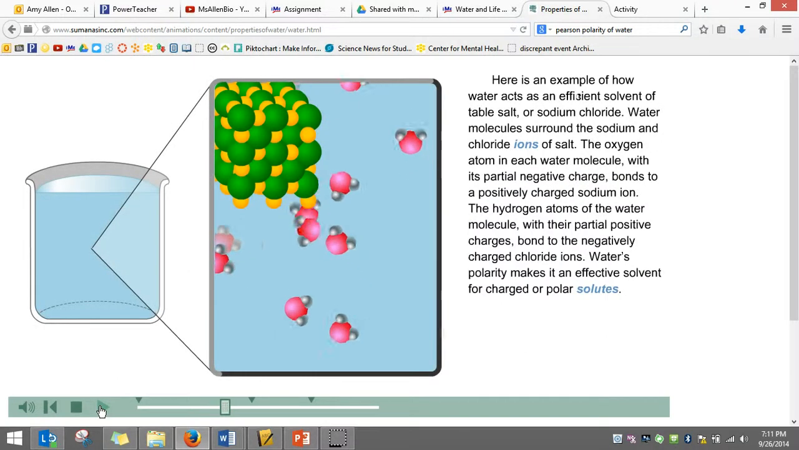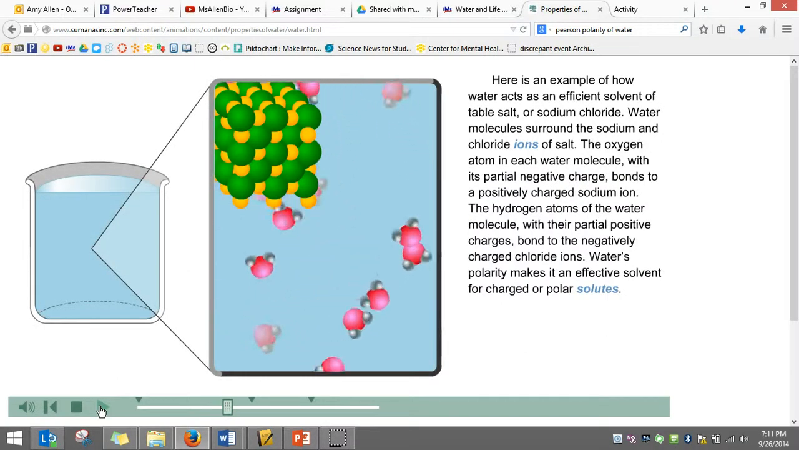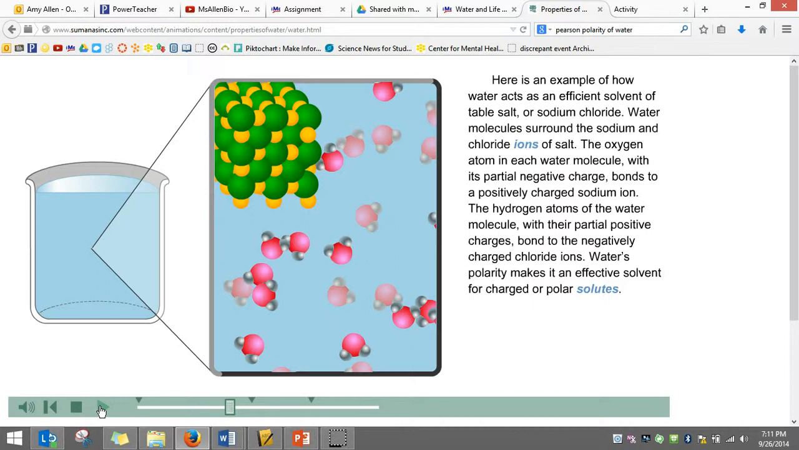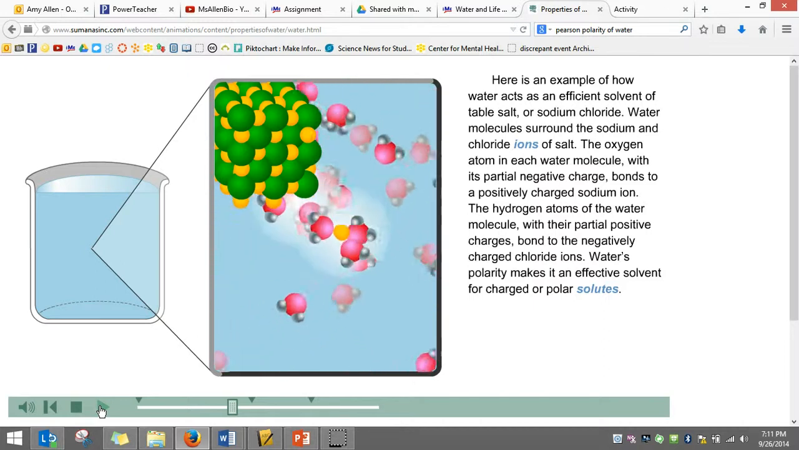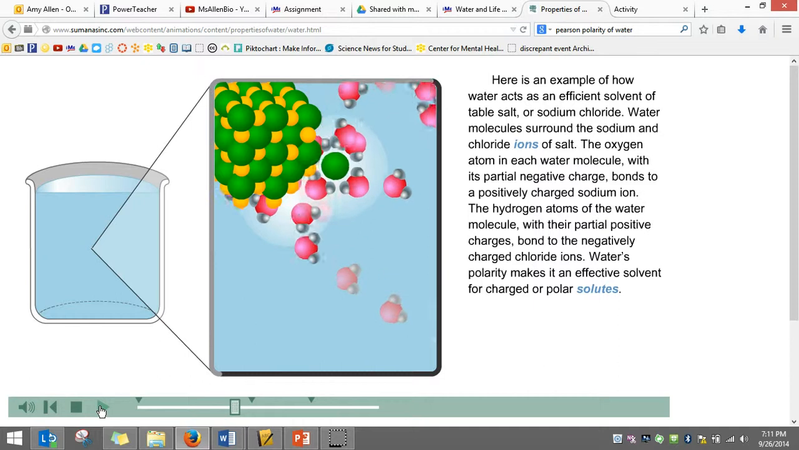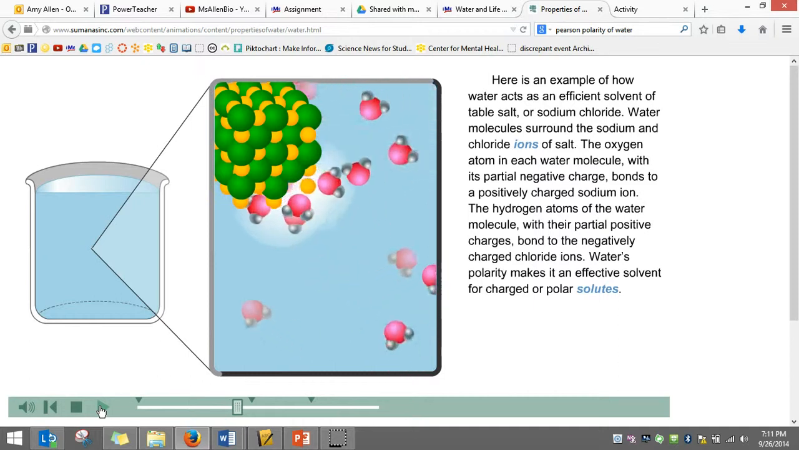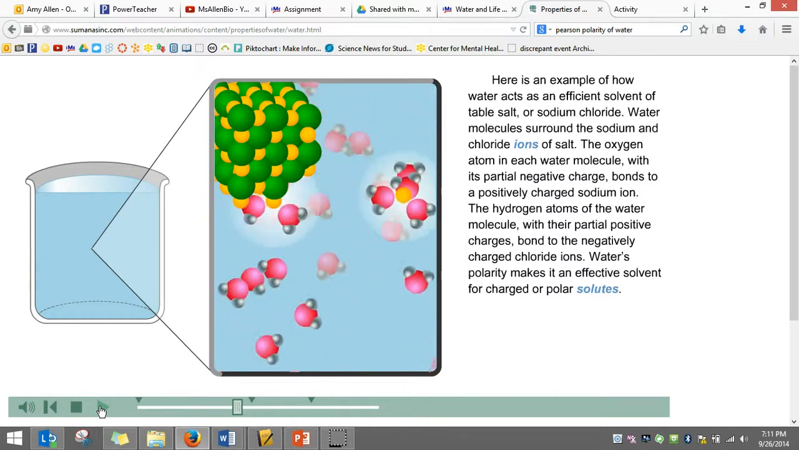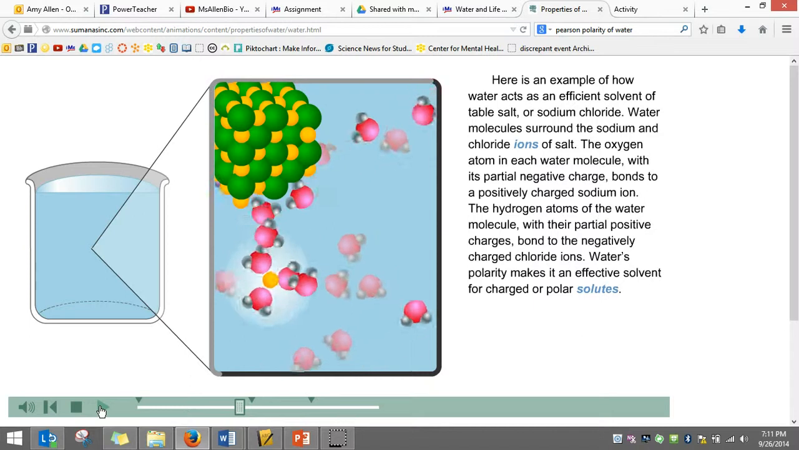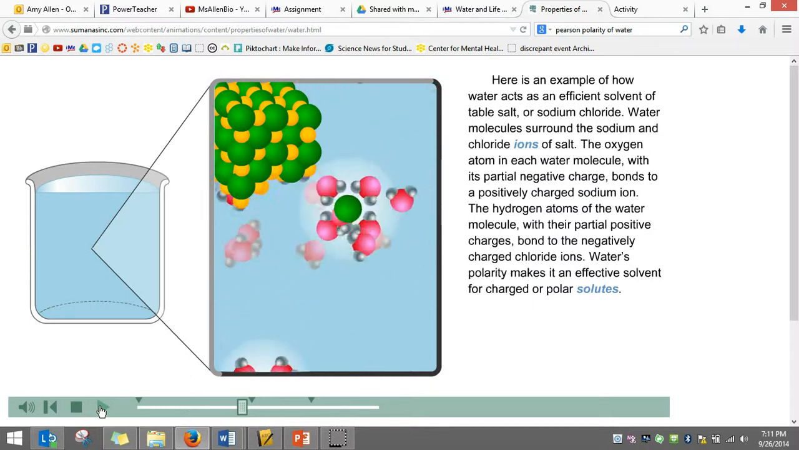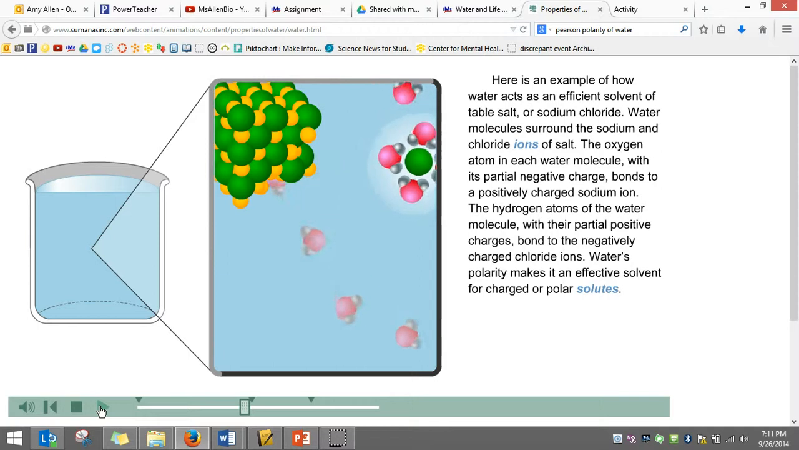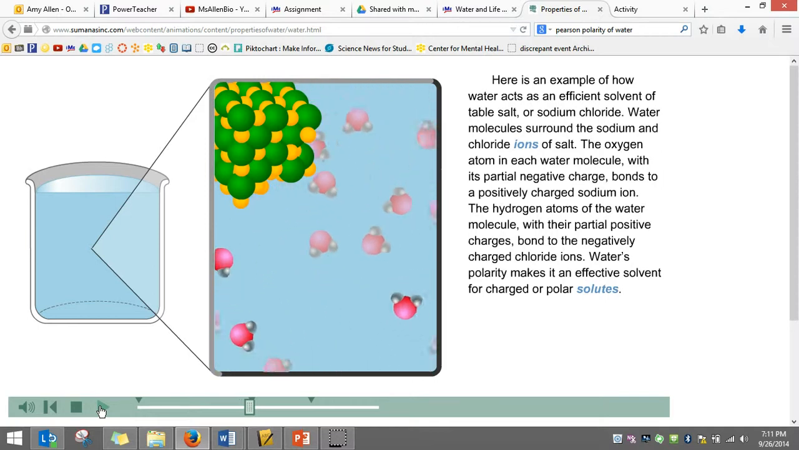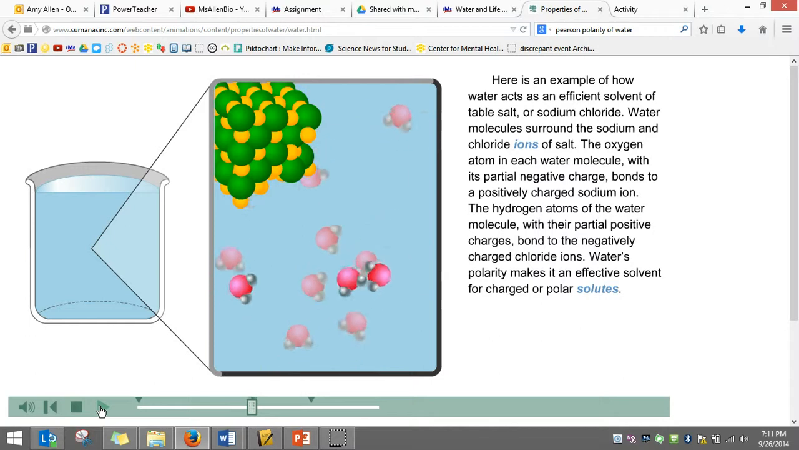Here's an example of how water acts as an efficient solvent of table salt or sodium chloride. Water molecules surround the sodium and chloride ions of salt. The oxygen atom in each water molecule, with its partial negative charge, bonds to a positively charged sodium ion. The hydrogen atoms of the water molecule, with their partial positive charges, bond to the negatively charged chloride ions. Water's polarity makes it an effective solvent for charged or polar solutes.